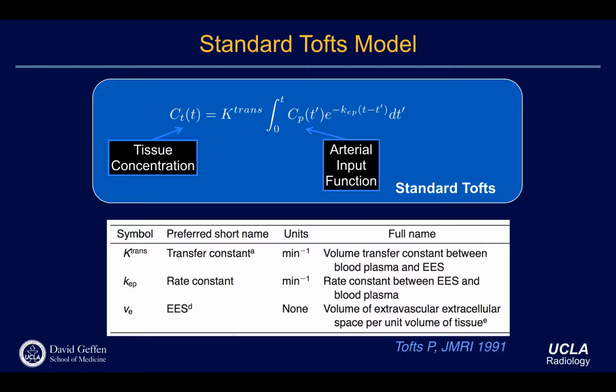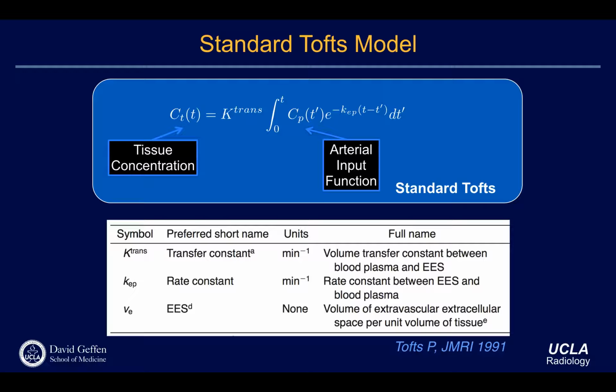And if the KP is high, then what happens? It goes back to the vascular space really quickly, right? So what it does is actually this. If you think about the signal intensity curve, this is time and signal intensity. High K-trans means you're going to have very rapid uptake, and high KP means very fast washout.